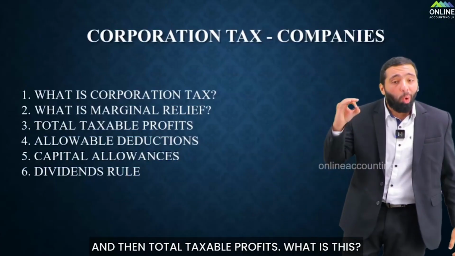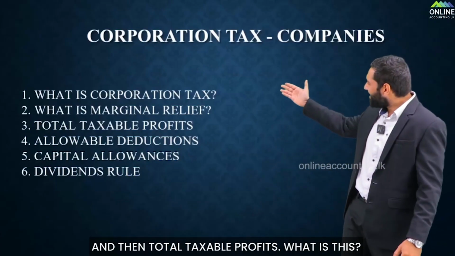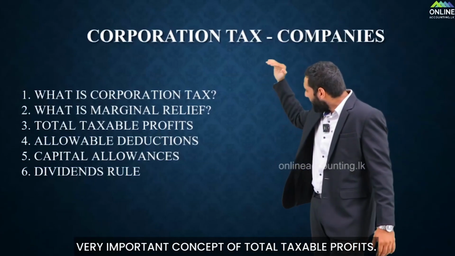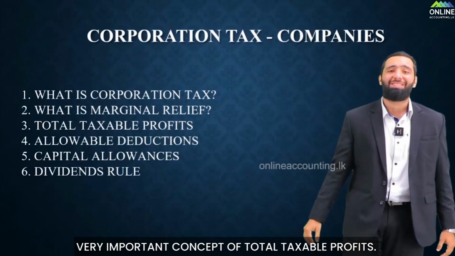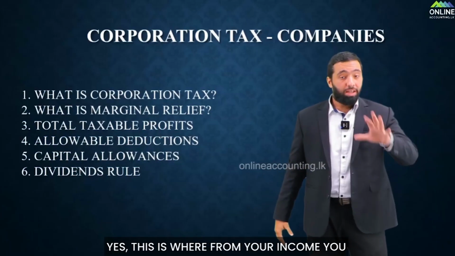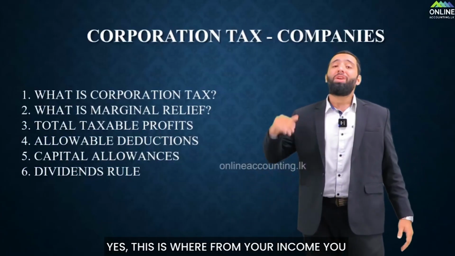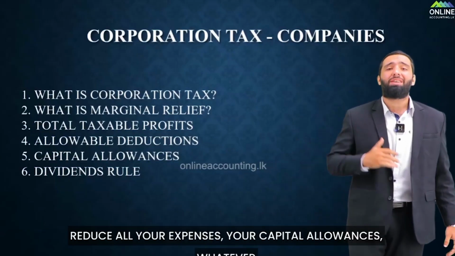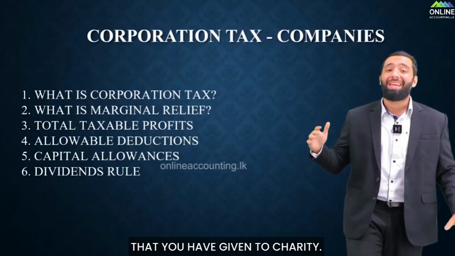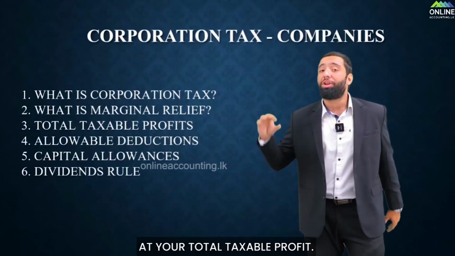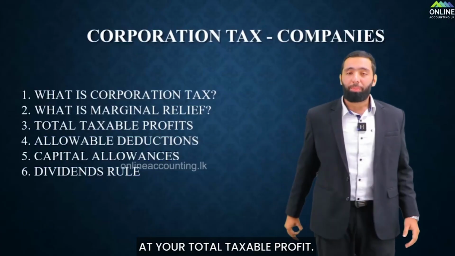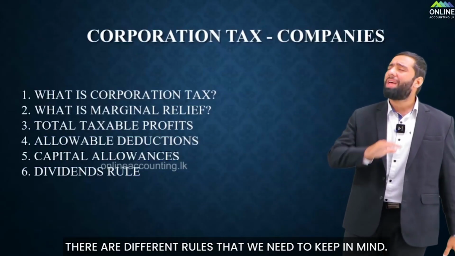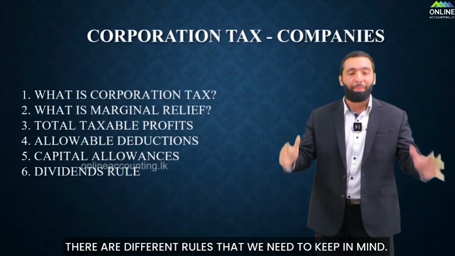And then total taxable profits. What is this? As you can see, this is a very important concept. Yes, this is where from your income you reduce all your expenses, your capital allowances, whatever you have given to charity, and then finally you arrive at your total taxable profit. So this is an important concept. There are different rules that you need to keep in mind.